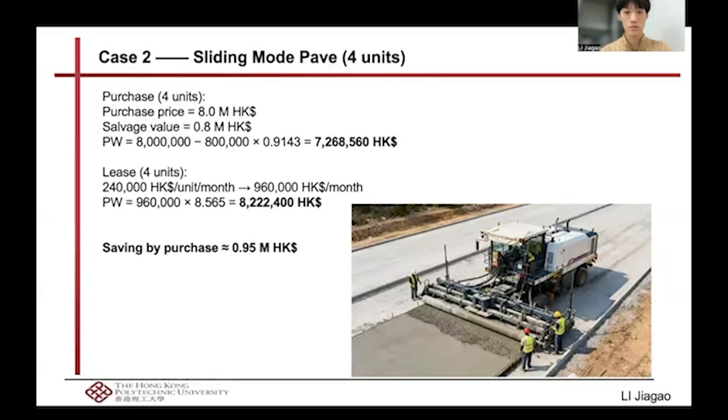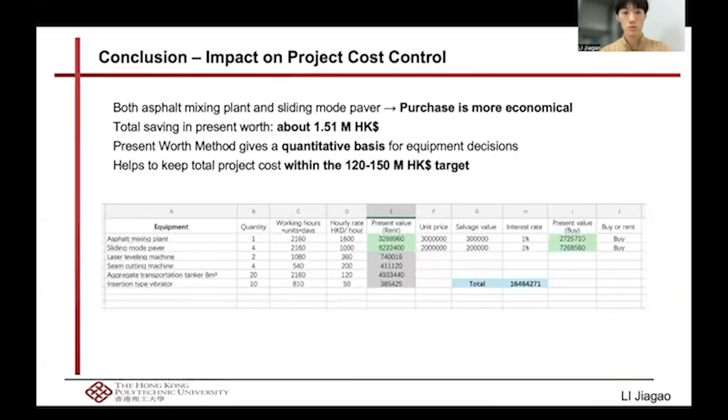Secondly, for the sliding type paver, we need 4 units. The present value of the purchase plan is about 7.27 million Hong Kong dollars. If we lease 4 pavers, the present value of the rent is about 8.22 million Hong Kong dollars. In this case, purchasing can save about 950,000 Hong Kong dollars. In conclusion, for these 2 devices, purchasing is more cost-effective than leasing.